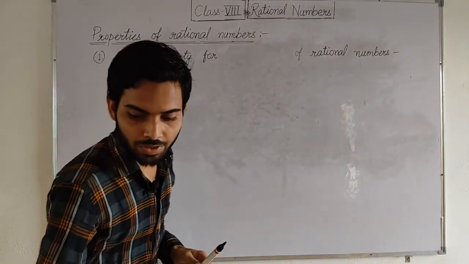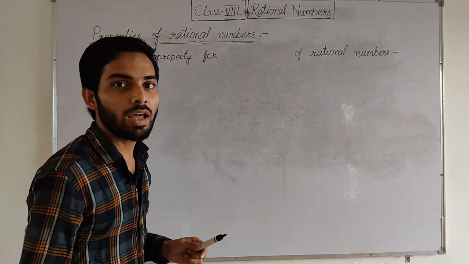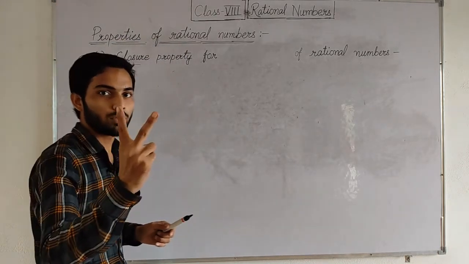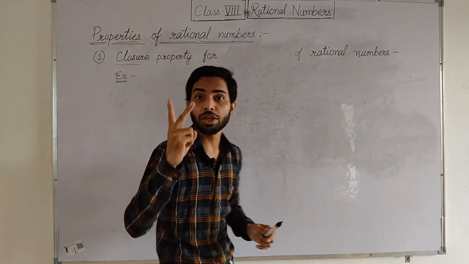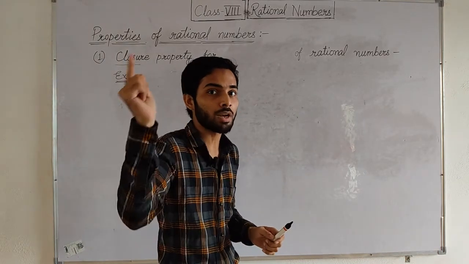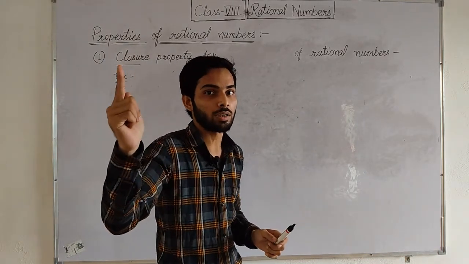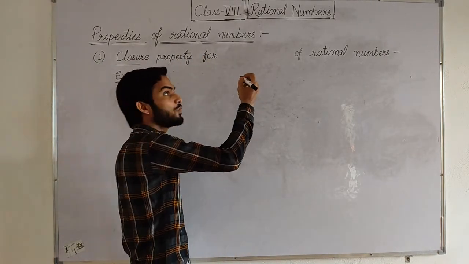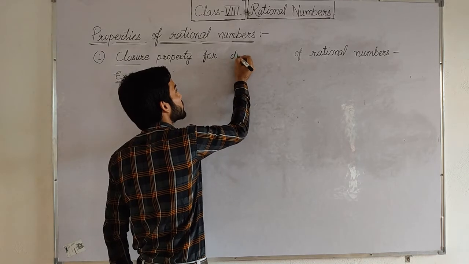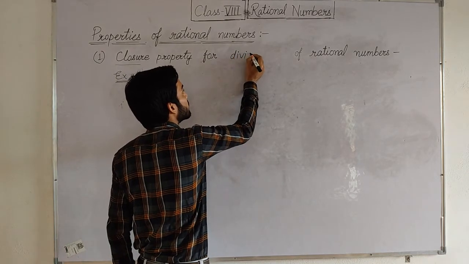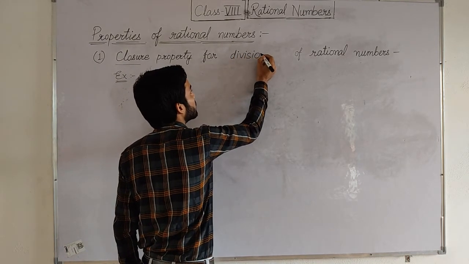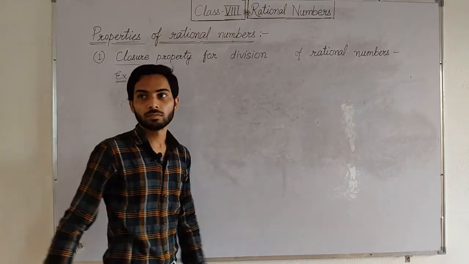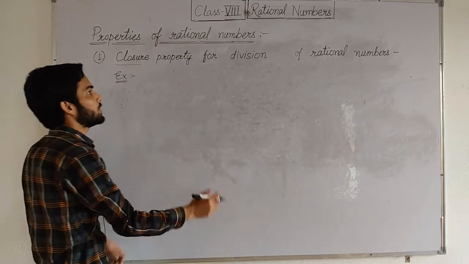So my dear students, in the case of division, I will have to take two different examples, because the case of division is different from addition, multiplication and subtraction. Closure property for division of rational numbers.